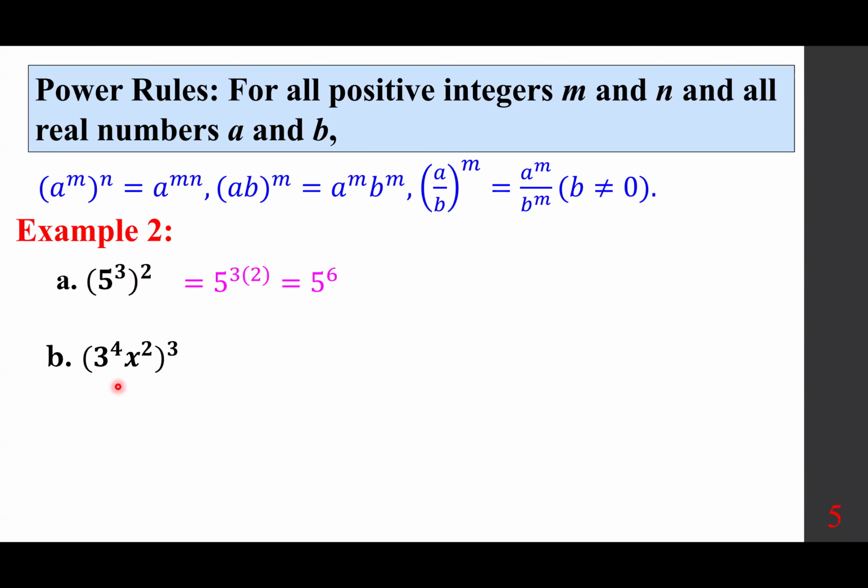Now, again, the power rule, that means you raise each one to the power of 3. So this piece to the power of 3 and this piece to the power of 3. Now, 3 to the power of 4, to the power of 3, that means 3 to the power of 4 times 3. X squared to the power of 3, that means x to the power of 2 times 3. And that makes it 3 to the power of 12, x to the power of 6. Of course, you can evaluate that, but that's not the purpose of this question.